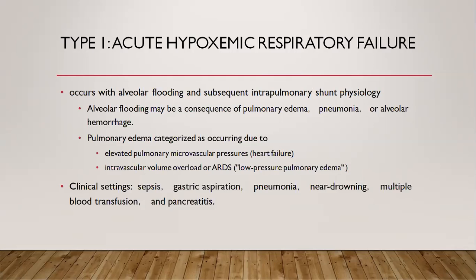So in clinical setting, when do we see type 1 respiratory failure? Patients who have sepsis, those with gastric aspiration, pneumonia, near drowning, multiple blood transfusion, and pancreatitis. But the classic example for type 1 would be pneumonia and ARDS.